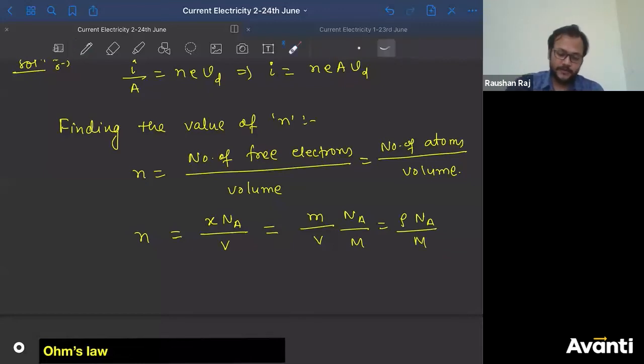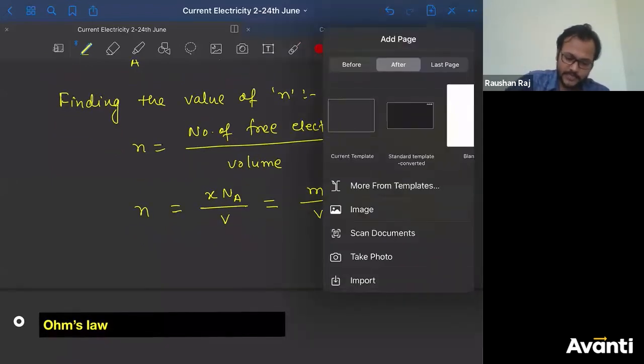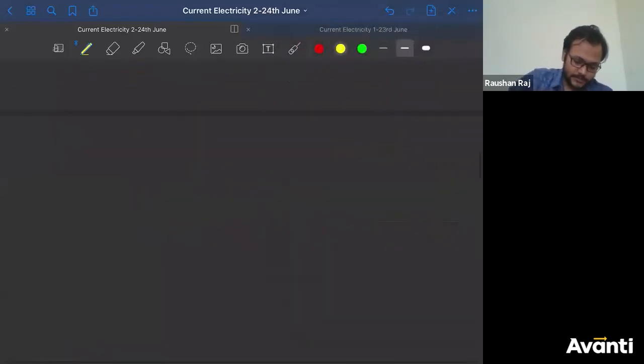Now tell me, how many of you have found out the value of small n like this? Click yes or raise your hand. How many of you have found the value of n as this? If you have done it this way, you must get the correct answer. Okay, now put the values. Let me add a page here. So now I can say I will be equal to n E A into VD. N can be written as rho Na divided by capital M into E into A into VD.